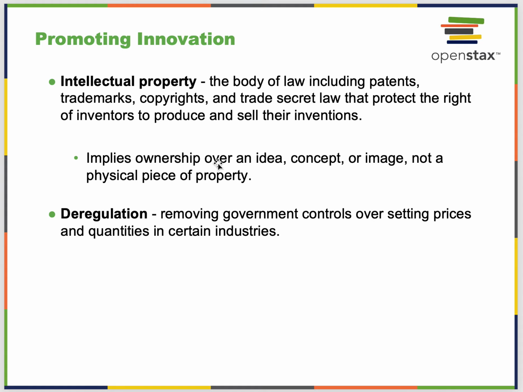So, intellectual property is a body of law, including patents, trademarks, copyrights, and trade secret law, that protects inventors to produce and sell their inventions. It implies ownership over an idea or concept or an image or a written word, and not a physical piece of property. Deregulation is removing government controls over setting prices and quantities in certain industries. The trucking industry in the U.S. used to be regulated, as did the airlines. Those are two huge deregulations, I believe, done in the Reagan presidency that increased competition and lowered price and actually improved service for most customers.